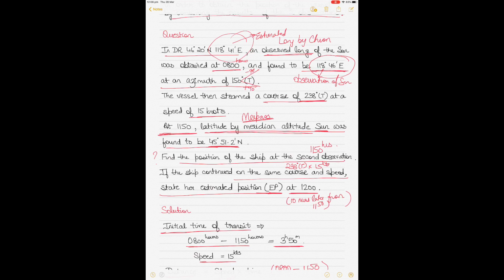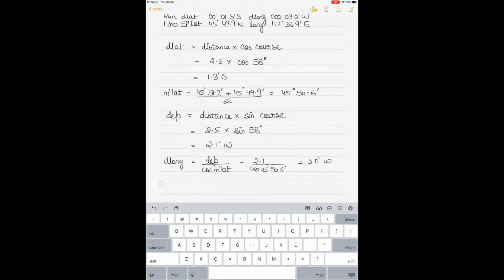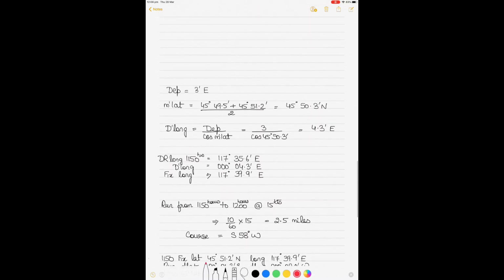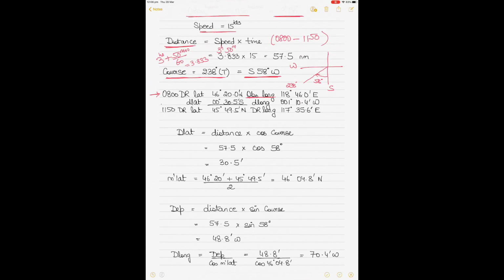Here again, I put an arrow here. 118.46. Use your observed long. Please take a note of this. This is the observed long, not the DR long. This is the DR lat.